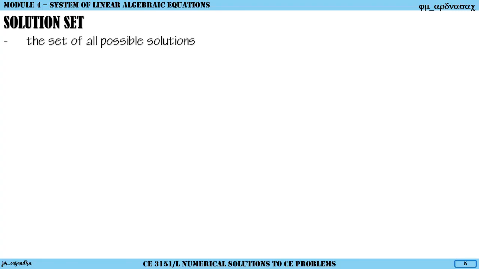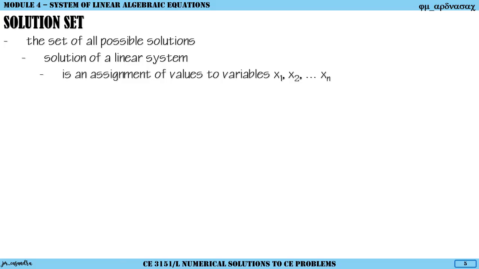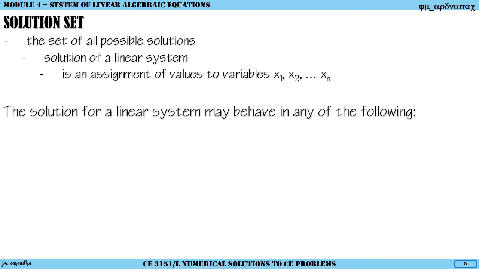In solving systems of linear algebraic equations, we have what we call the solution set, which is simply the set of all possible solutions. A solution for a linear system is an assignment of values to the variables x1 until xn. The solution for a linear system may behave in any of the following ways.